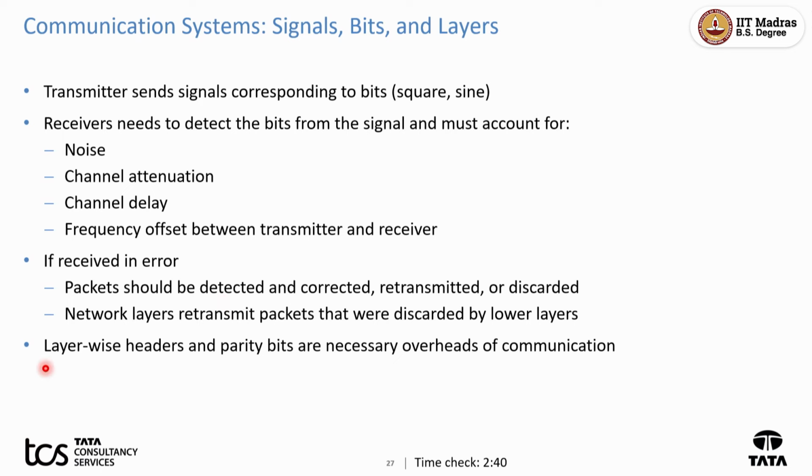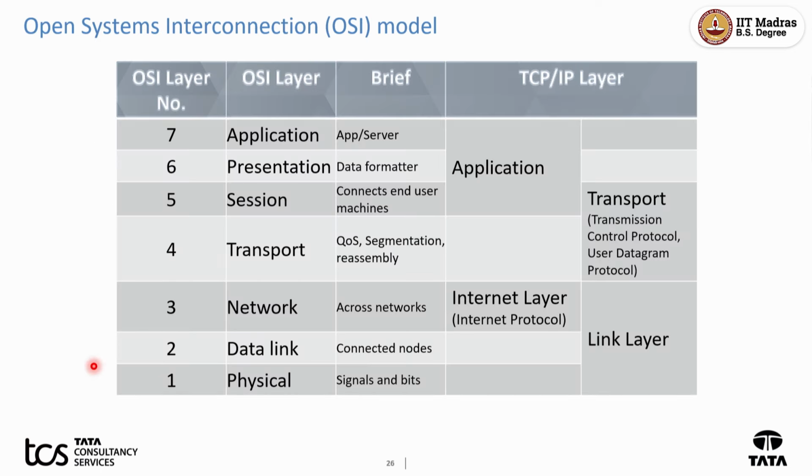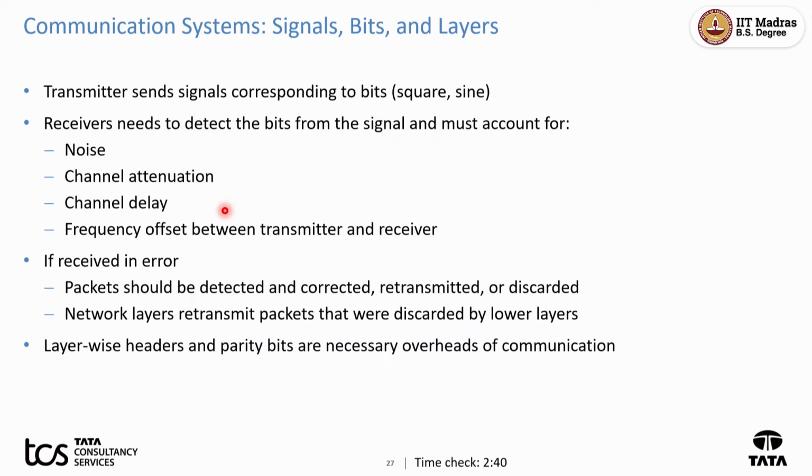This is the point I wanted to say. Layer-wise headers. Every layer here will add its own sequence number, its own protocol information. In the IP layer, you will add the IP address. Lower than that, you may have a MAC address, whether you go through Ethernet or through Wi-Fi, and 4G and 5G will have their own network and data link layers. So every layer will keep adding overheads. Layer-wise headers and parity bits, I am calling them parity, but it can be CRC, whatever, are necessary overheads of communication.